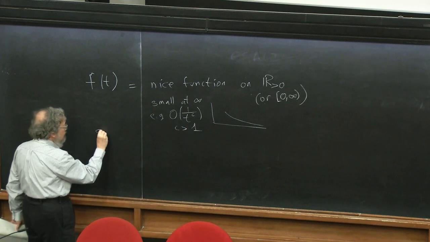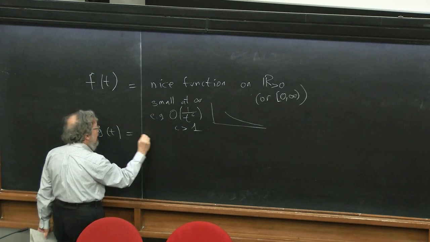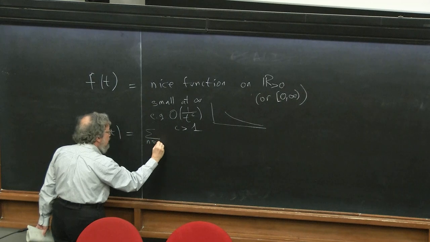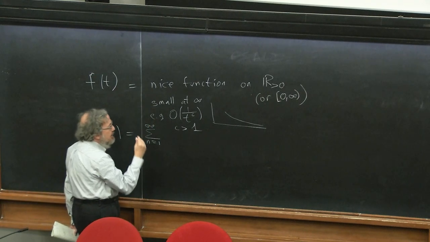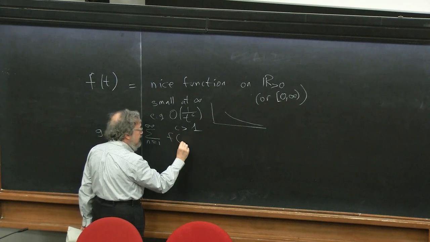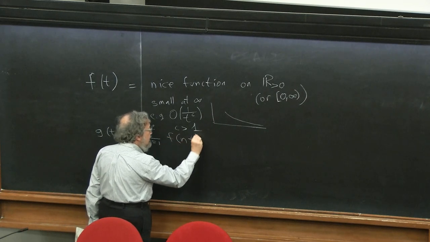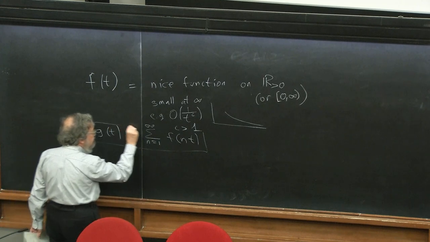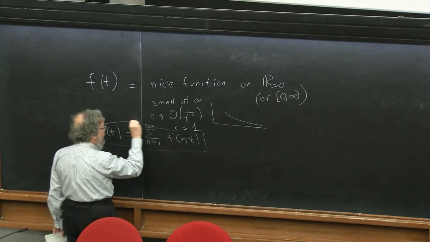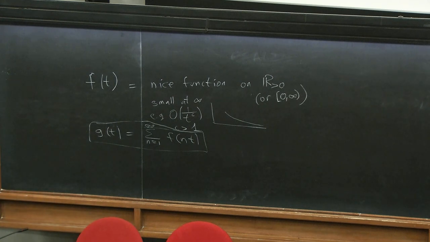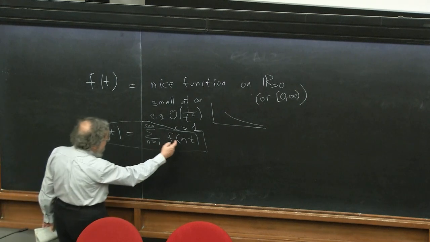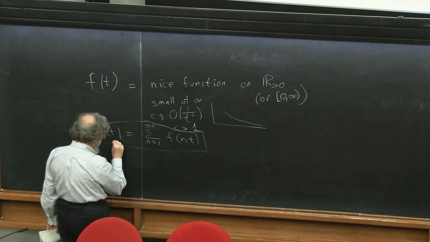So what that means is that if I take the sum, and that's also why I omitted the term f of 0, because I don't want to necessarily assume that f of 0 makes sense. The question is this. Because f is small at infinity, let's say like 1 over t squared, or maybe exponentially small, anyway small, that means the infinite sum of f of nt is convergent for all t.